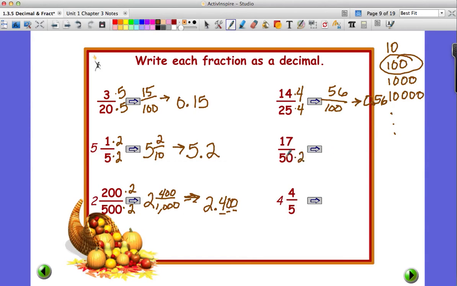Okay, I can't get to 10, but I can get to 100. So this one would become 34 100ths, which as a decimal is 0 and 34 hundredths. And here I can get to 10, so I multiply both of them by 2. I get 4 and 8 tenths, which would be 4 and 8 tenths as a decimal.